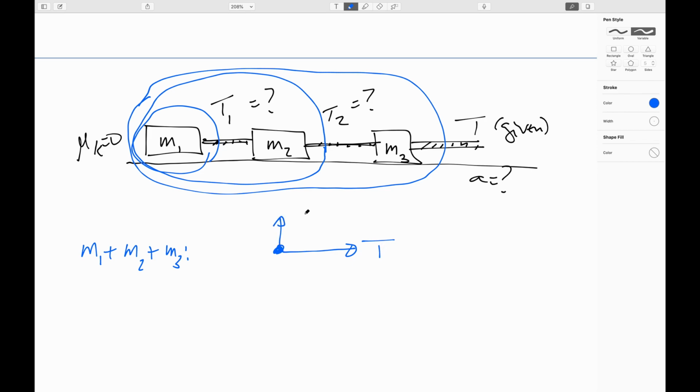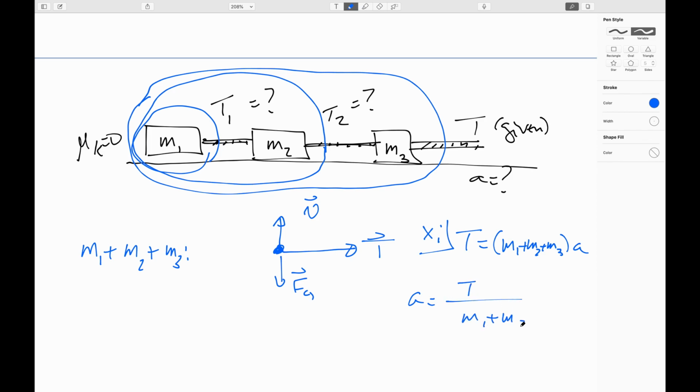So all you've got is our given T to the right, and that's it. Of course, we've got normal and gravity up and down, but that isn't happening in the x direction. So when we write down the x component of Newton's second law, we can just say T equals the mass of the thing, which is M1 plus M2 plus M3, times A, and just immediately get that A is our given T over M1 plus M2 plus M3, without having had to eliminate the T1 and the T2 along the way.